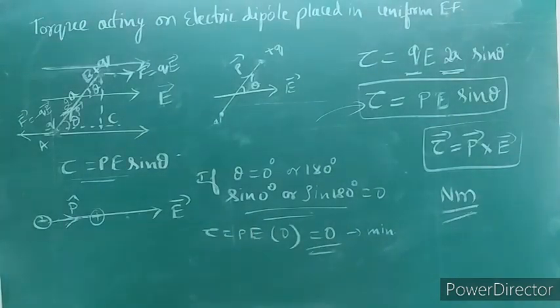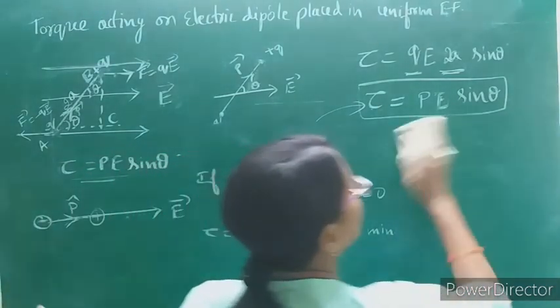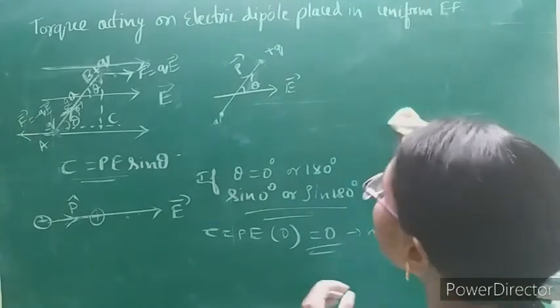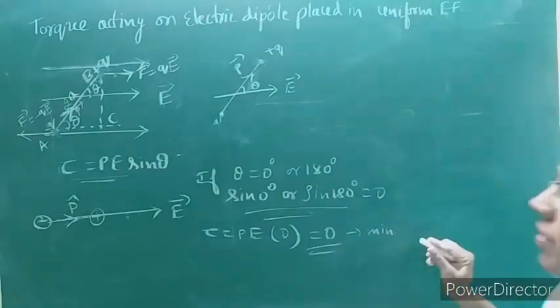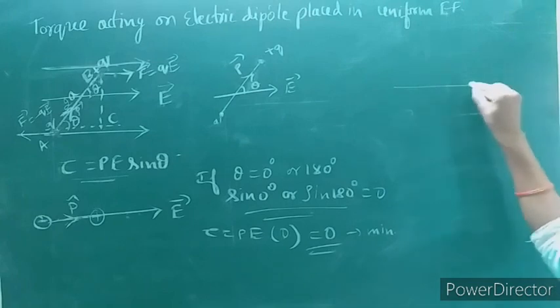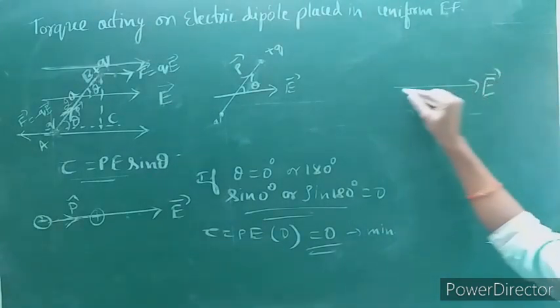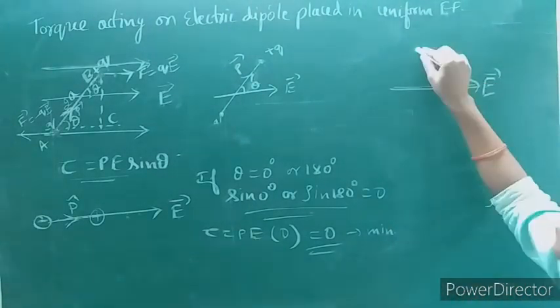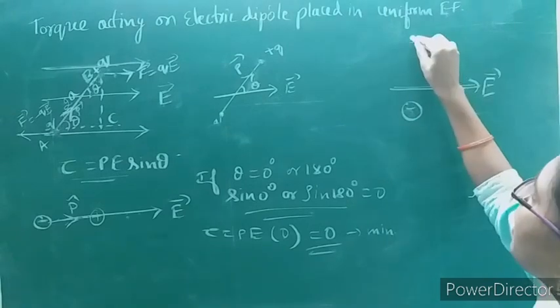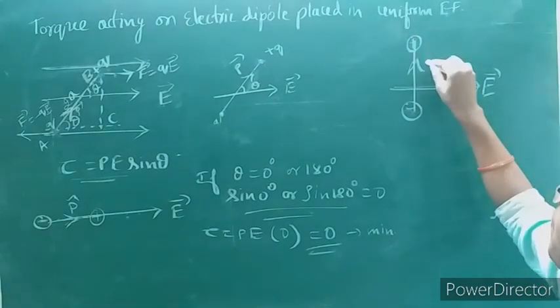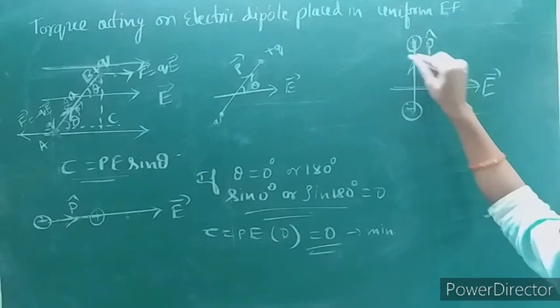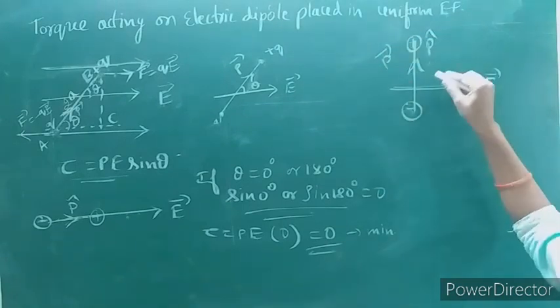Then suppose the dipole is perpendicular to the direction of the electric field. If the dipole is oriented perpendicular to the direction of the electric field, then what happens? See, this is the direction of the electric field. Just consider this is the direction of the electric field and this is the direction of the dipole moment, that is P cap, or the dipole moment vector, P vector.